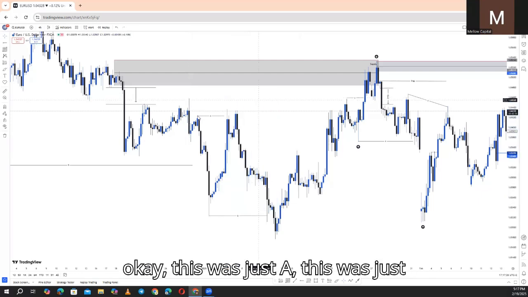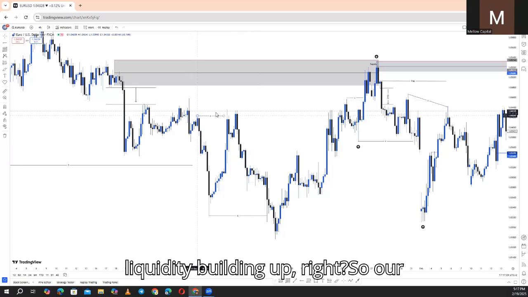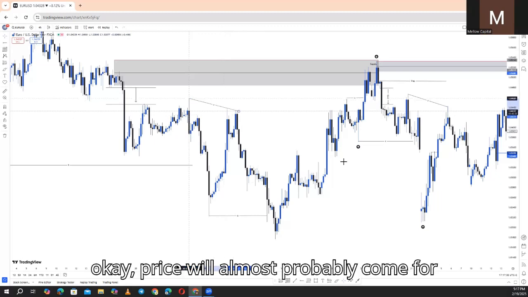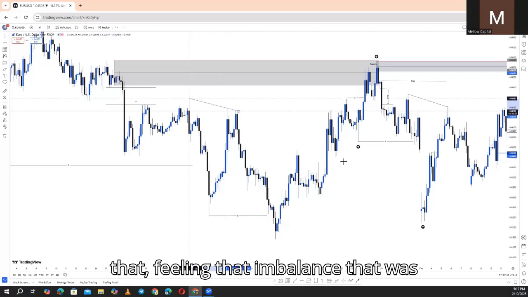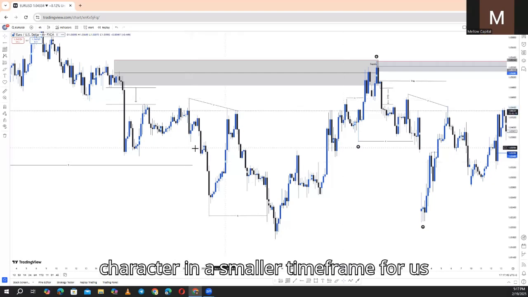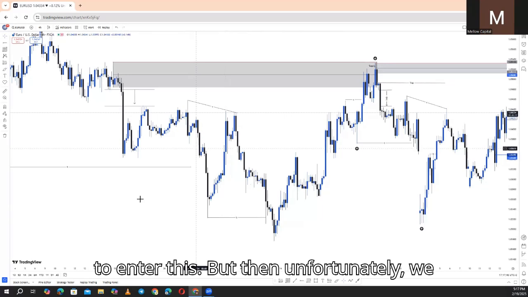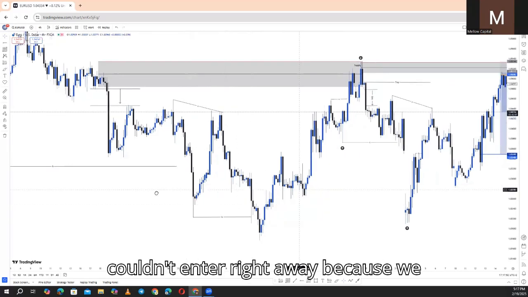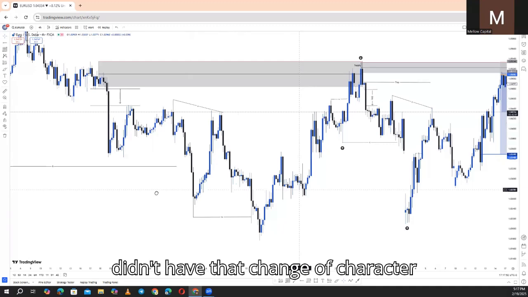So we knew that this was just liquidity building up, right? Our liquidity was here, and we knew that price would most probably come for that, filling that imbalance that was created, and then react from that. Obviously, we wanted to see a change of character in a smaller time frame for us to enter this, but unfortunately, we couldn't enter right away because we didn't have that change of character there.